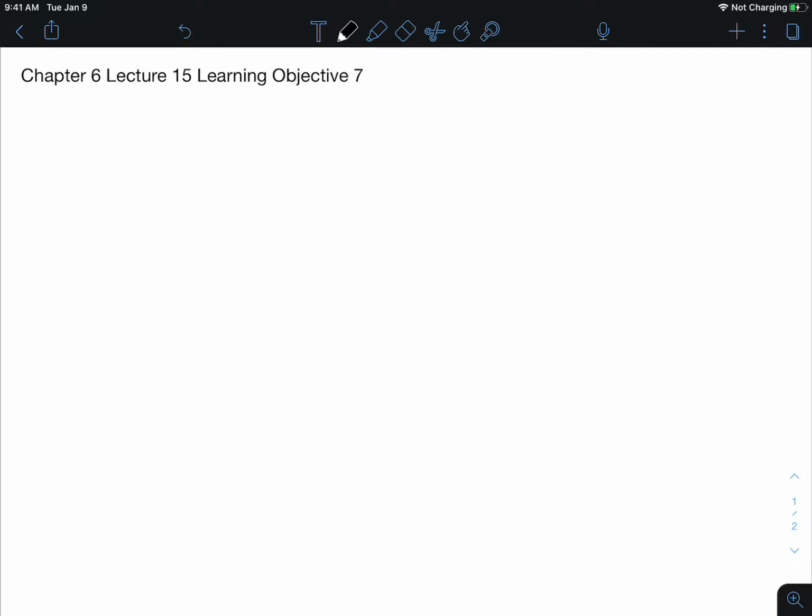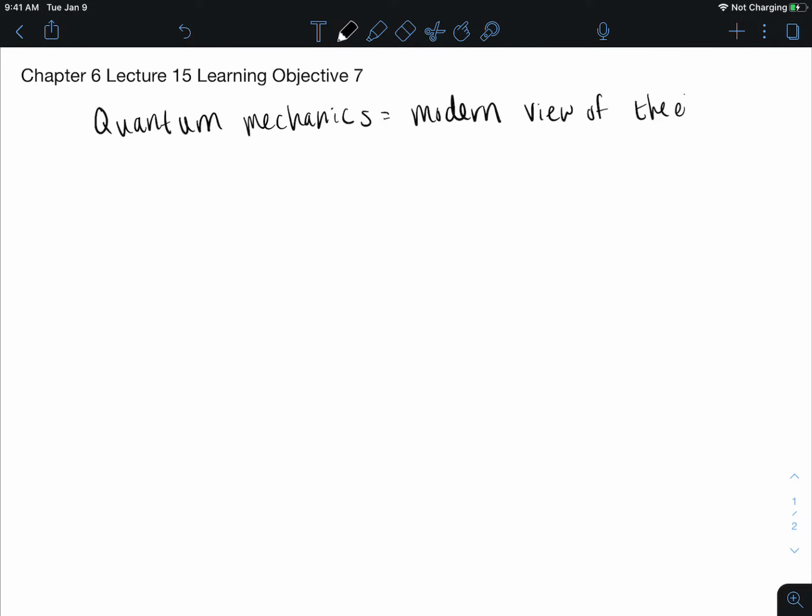So quantum mechanics is our modern view of the electrons within an atom. And everything we've talked about so far in this chapter really kind of led up to developing quantum mechanics.